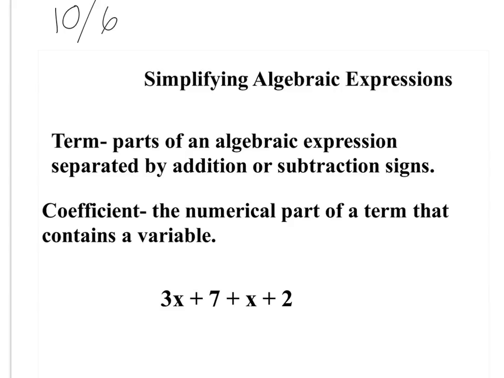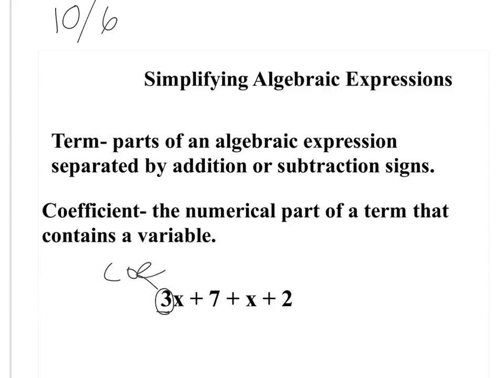It has 4 terms. If I ever talk about the coefficient, this is what I'm talking about. It's the numerical part of a term that contains a variable. Really all that means is the number in front of a variable. So the coefficient of 3x is 3, the number. I'll just write it as COE. The coefficient of 3x is 3, the number part.